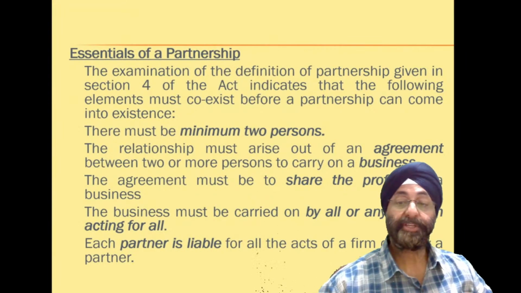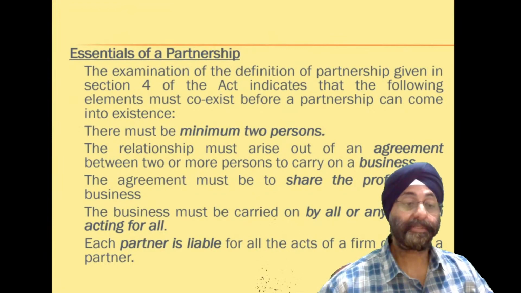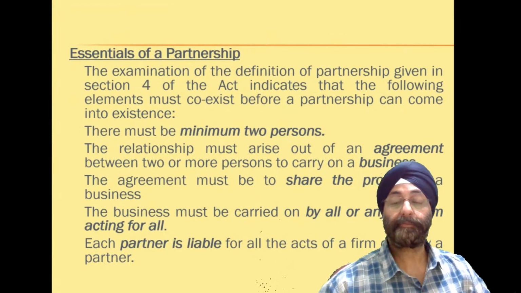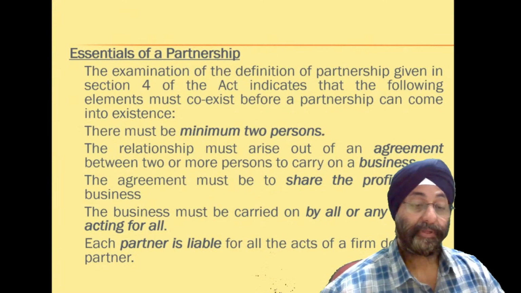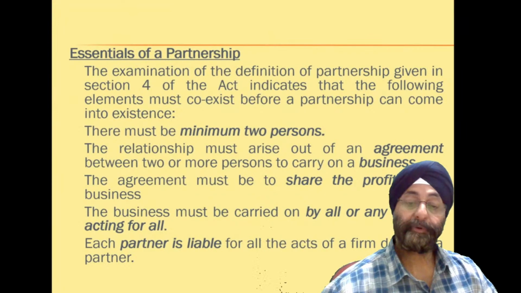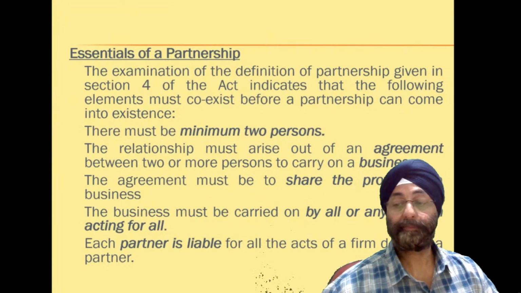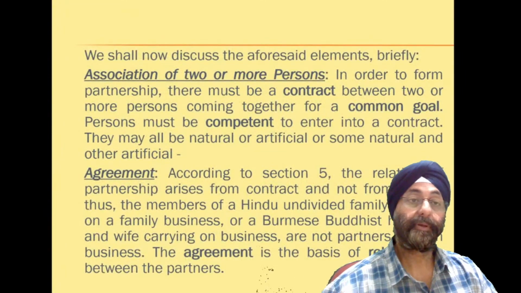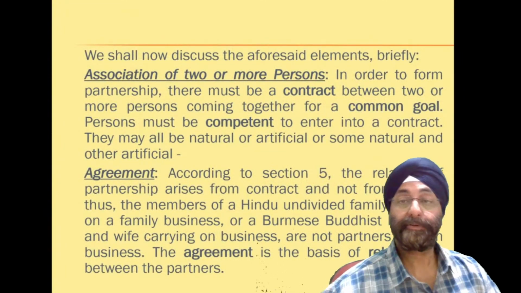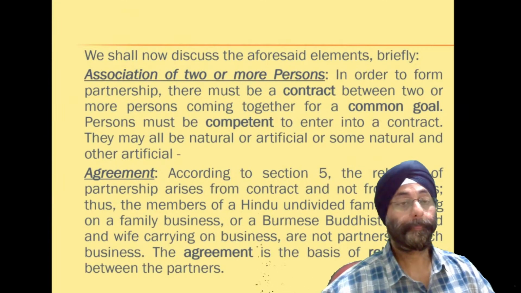The agreement must be to share the profit of the business. The business must be carried on by all or any of them acting for all. Each partner is liable for all the acts of the firm done by the partner. We shall now discuss the aforesaid elements briefly.